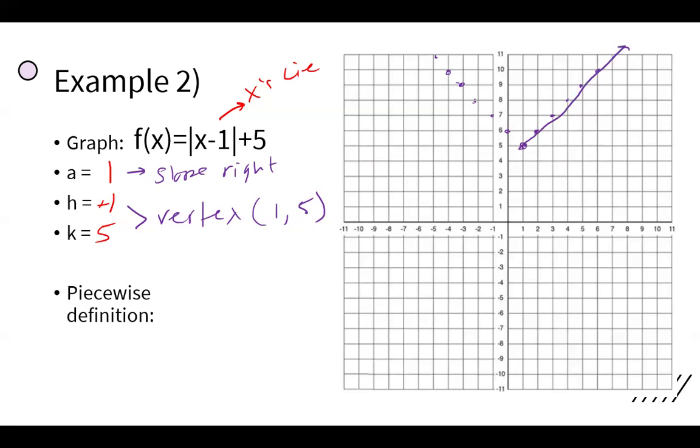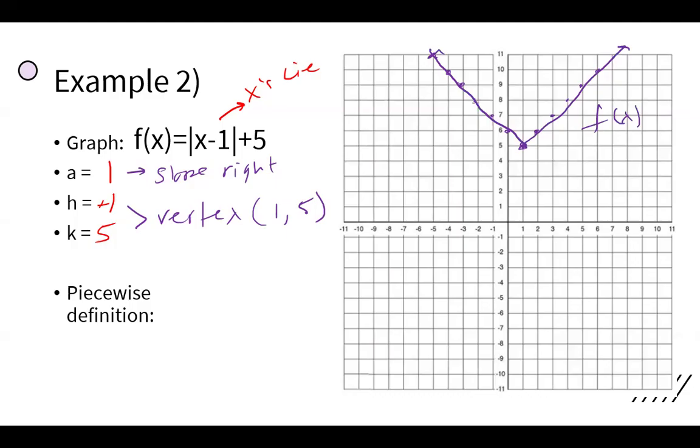I've now graphed my absolute value function. So this is f of x as absolute value. Was that terrible? Because we already know how to find the vertex and we already know what slope means, right? Rise over run, correct? All right, so now we're gonna do it as a piecewise.